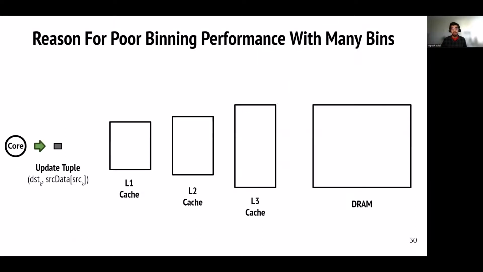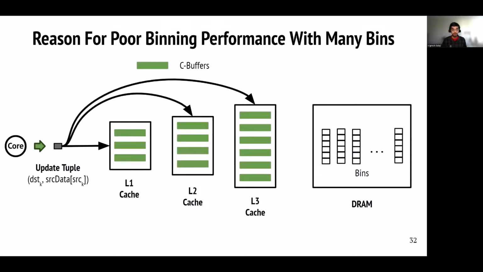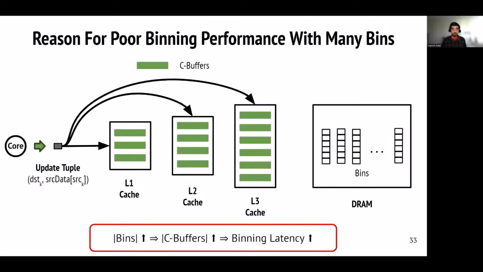And now we can see why binning performance deteriorates when there are a large number of bins. When there are a small number of bins, there's a correspondingly small number of C buffers. But as the number of bins in memory increases, so does the number of C buffers, to the point that we can no longer fit all the C buffers in the L1 cache, and hence we have a high binning latency.